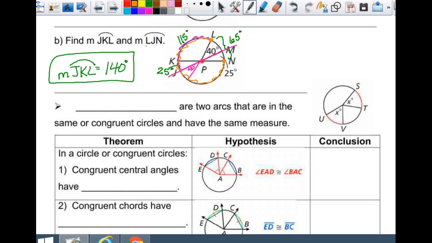Measure of JN. Okay, so the measure of JN, this part right here is 155. Okay, so then what will we do with that? Good. So we can add the 155, the 25, and the 115 all together. And what do you get when you do that?